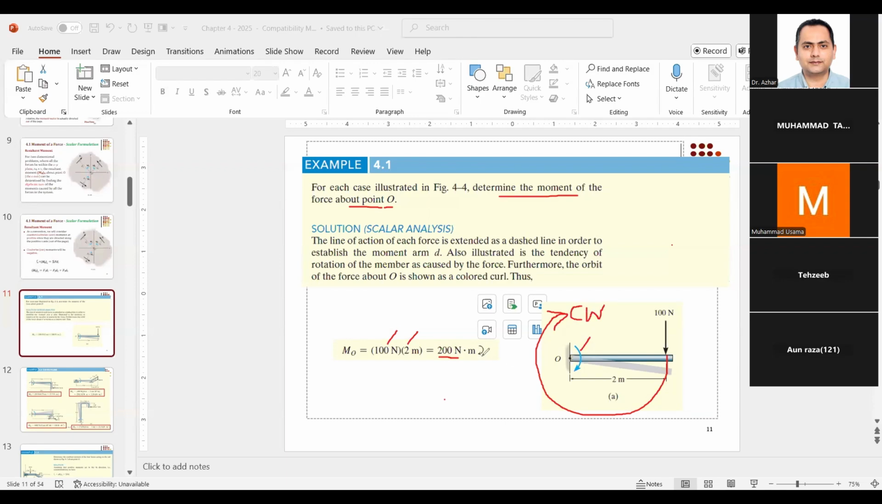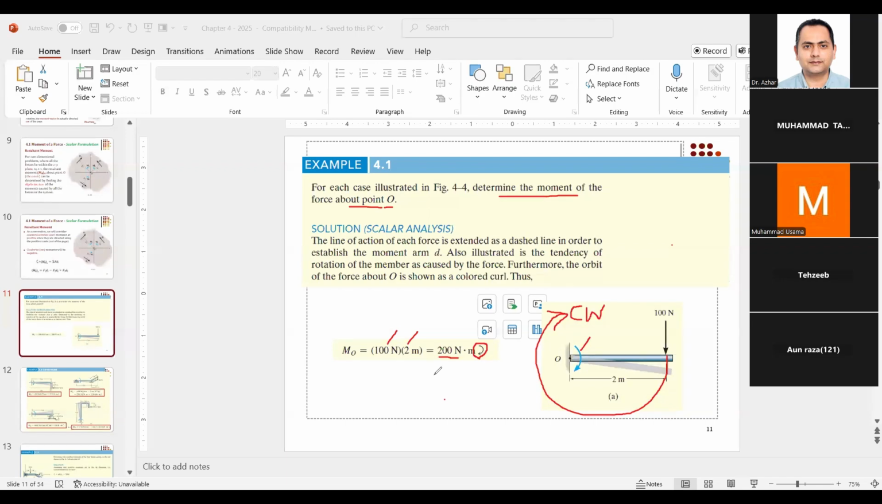So you can either make a small arrow like this to show it is clockwise, or according to your sign convention, if you have considered clockwise negative, you can just write a negative sign, minus 200. Or if you have considered clockwise positive, just write positive 200. What is important here is to understand that this force is producing clockwise movement.